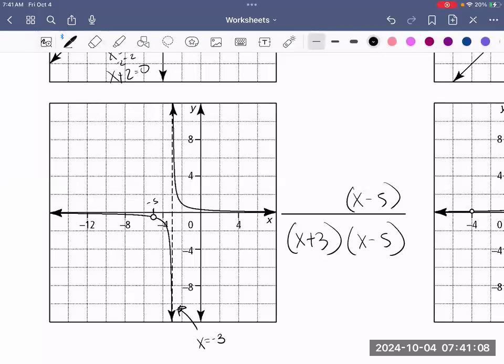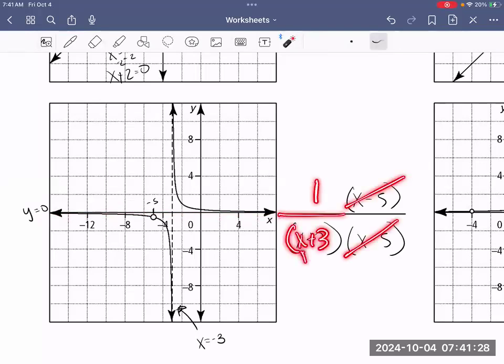Now, do we have any sort of x-intercept? No. Do we want to check your horizontal asymptote? Well, your horizontal asymptote is when y is equal to 0. This would suggest that we are bottom heavy. So if we cancel these out, we have 1 over x plus 3. We have an x left over on the bottom, which means we should have the horizontal asymptote at y is equal to 0.